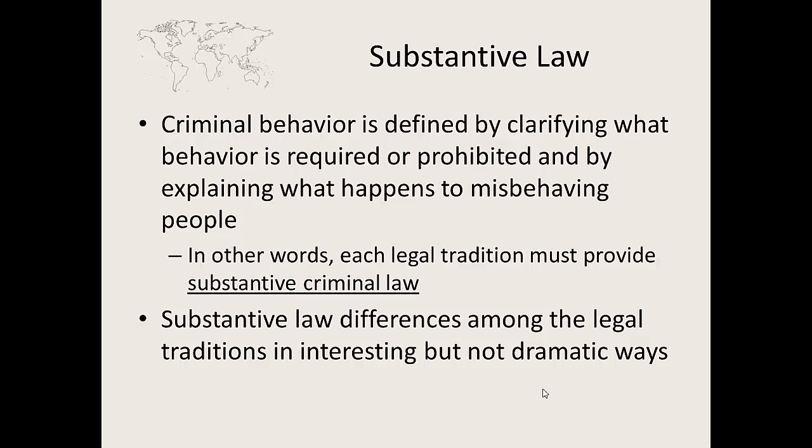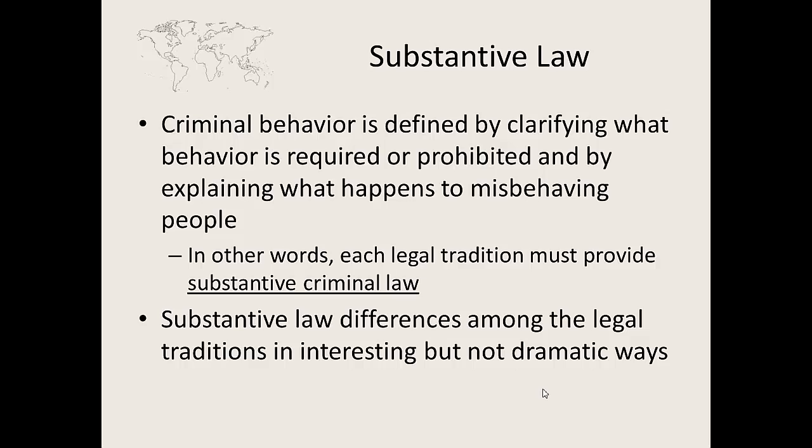Under any legal system, you have to have a way of identifying what kind of behavior is either required or prohibited, and then explaining what's going to happen to anybody who either doesn't do what's required or does what's prohibited. And this, of course, is substantive criminal law.